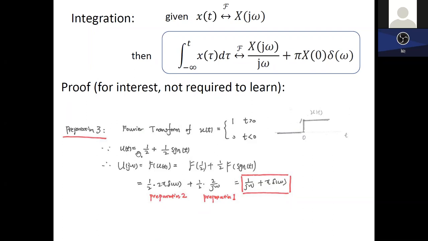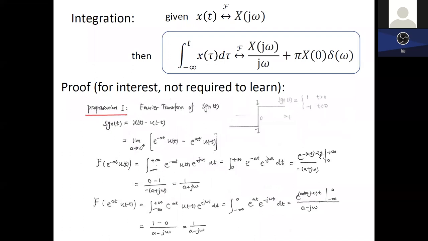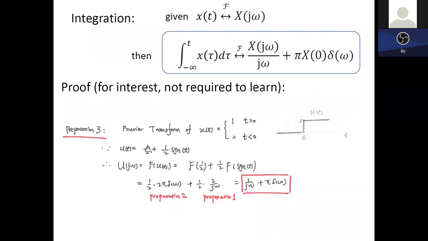We can express u of t as 1 over 2 plus 1 over 2 times the signum signal. Because the signum signal, if we look at this figure, goes from minus 1 to 1. If we multiply it by 1 over 2, then it is compressed along the vertical axis. In other words, it goes from minus 1/2 to 1/2 on the vertical axis. And then we add an additional 1 over 2, so the signal is raised up by 1 over 2. So it ranges from 0 to 1 on the vertical axis.